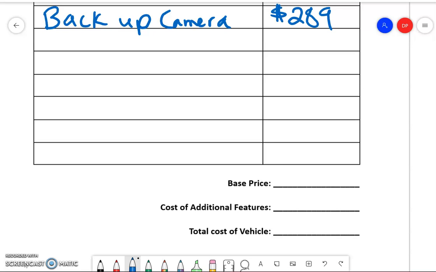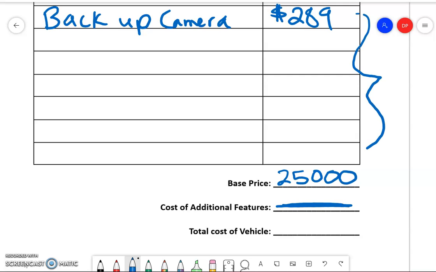My base price, we already said, was $25,000. For the cost of the additional features, I'm going to add up everything in my chart and put my total here. And then last but not least, the total cost of the vehicle, I would just add these 2 up to get my total. And this is the number right here that we're going to bring into the next page.